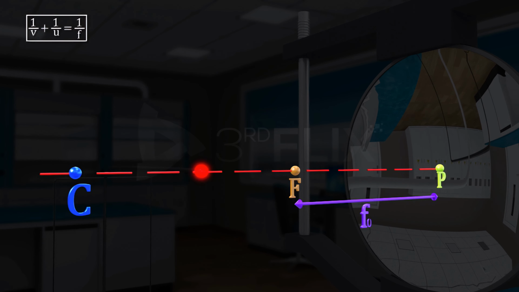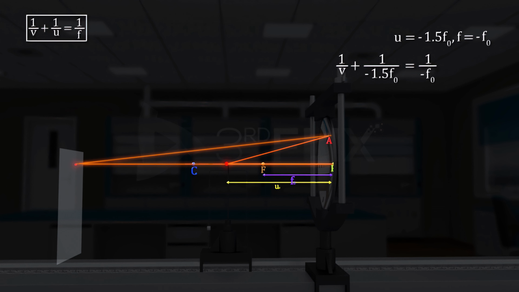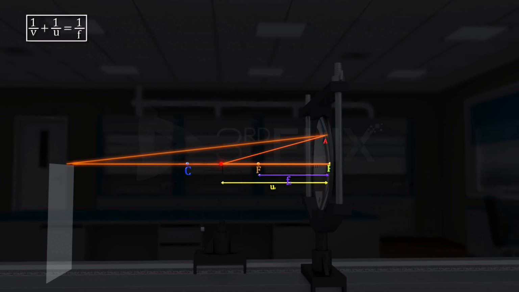For example, let the object be placed at a distance that is 1.5 times the focal length. Substitute u equals minus 1.5 f naught and f equals minus f naught in the mirror formula. v comes out to be minus 3 f naught. Clearly, a real image is formed beyond the center of curvature.